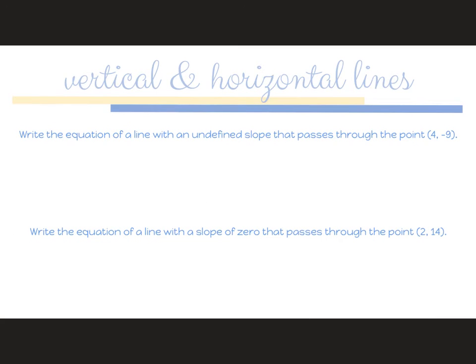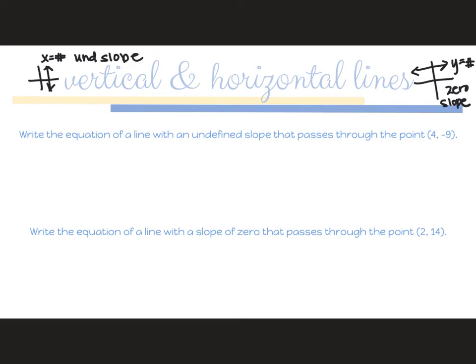Next, we're going to focus on vertical and horizontal lines. Vertical lines always have the equation x equals a number, and they have an undefined slope. Horizontal lines always have the equation y equals a number, and they have 0 slope.